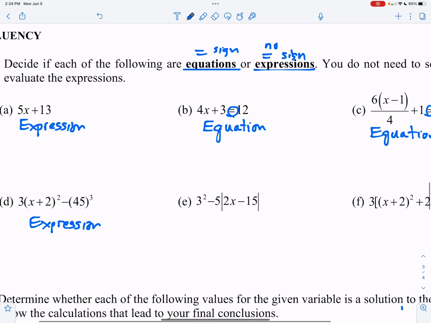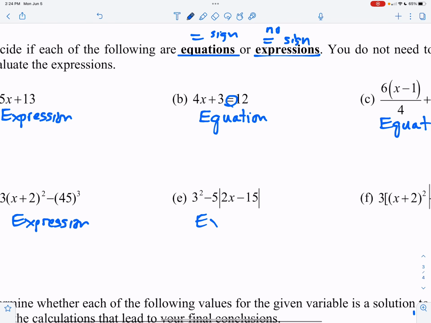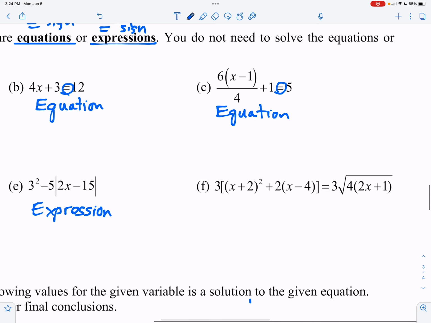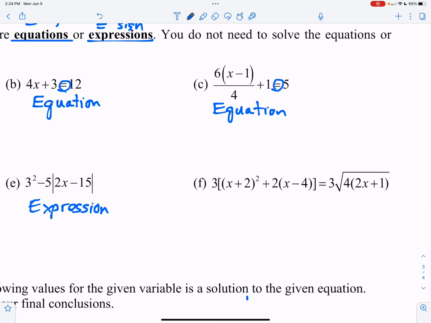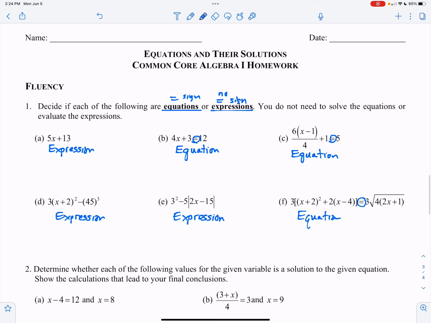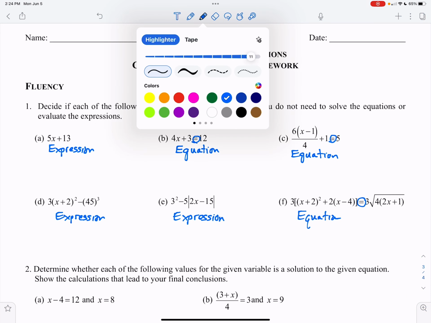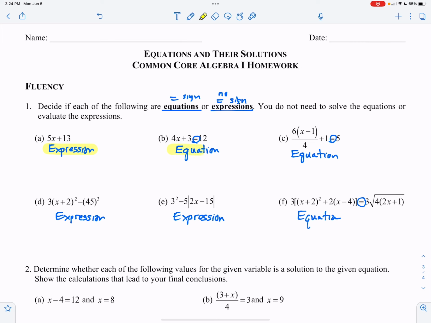Similarly, part E, no equal sign. Pretty complicated looking expression, but still an expression nonetheless. And part F, even though that's a crazy looking thing right there, it has an equal sign that makes it an equation. So that's the first thing we had to do, is just identify what's an equation and what is an expression.